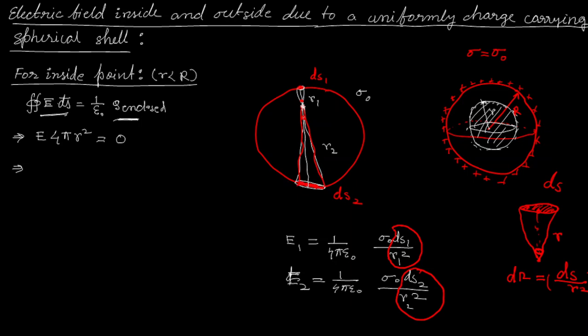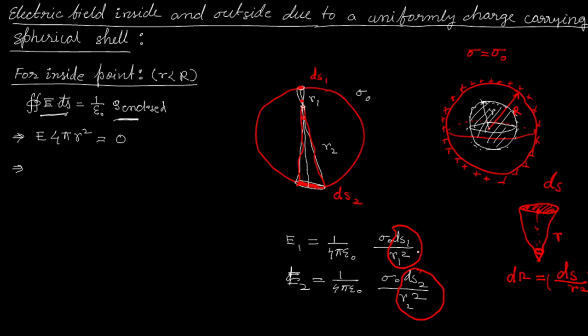For ds1, the area of this portion is less, but the distance of the area from the vertex of the cone is also less. For the second case, the area is large, but the distance of the vertex from this area is also large. Because of that, the ratio of these two quantities for both cases will be the same. So both cases create the same solid angle. From this figure, it is clear.